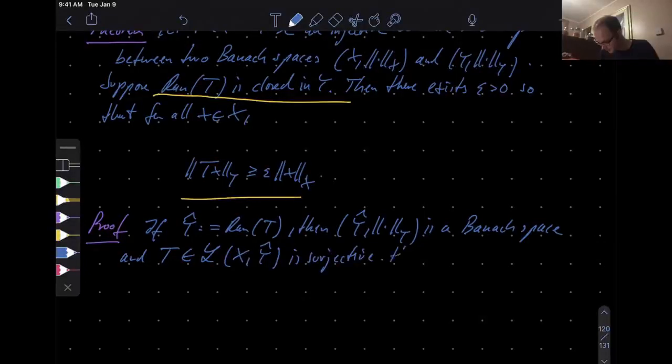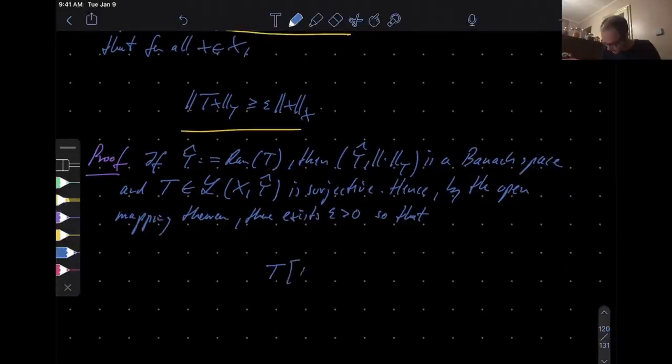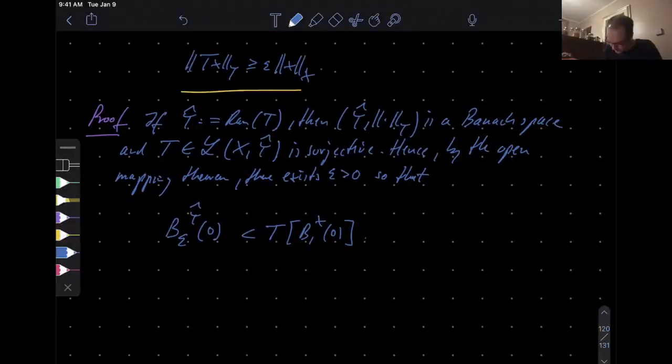Okay, hence, by the open mapping theorem, that guy is going to map open stuff to open stuff. So by the open mapping theorem, there exists epsilon positive, so that, well, for instance, that ball of radius 1 in X space is open. The open mapping theorem says this is going to be mapped to something open, so I can squeeze something open in there, but this is in the range, in the space Y hat, right? Yeah. So what does this mean?